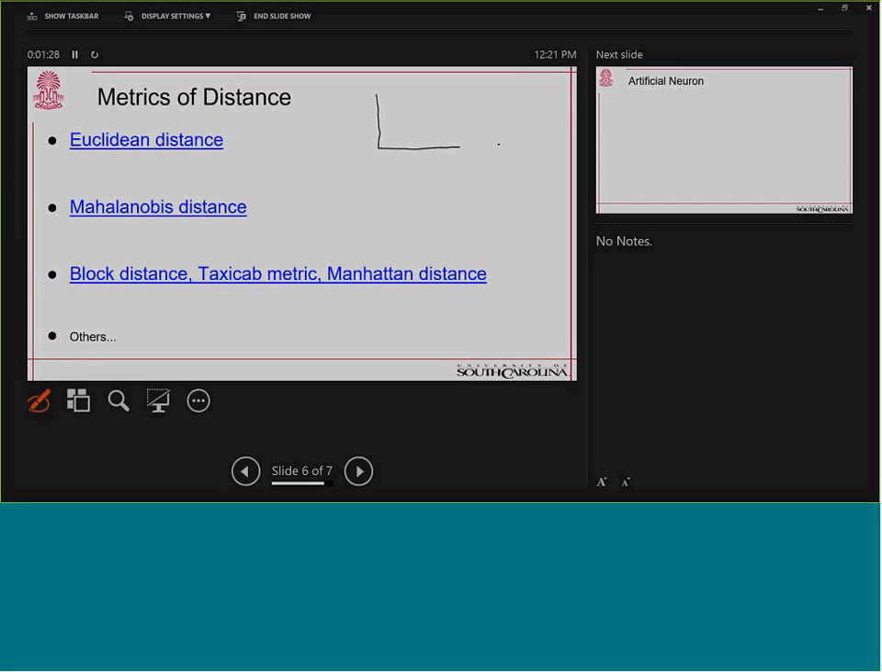if you have 2 points in space, point P and point Q, x1, y1 as coordinates, and the coordinates of this guy x2, y2. The distance that you're generally calculating, which is this guy, is simply the square root of delta x squared plus delta y squared.